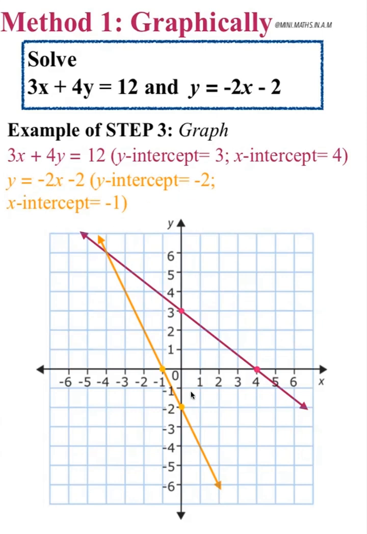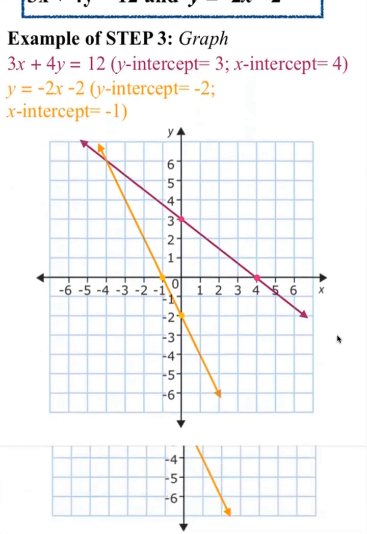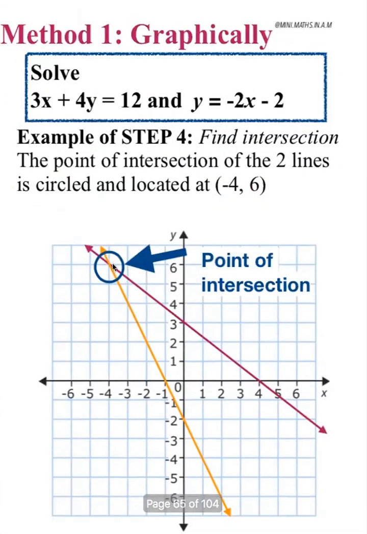Okay, and then same deal for our yellow line. We found that our y-intercept was negative 2 and our x-intercept was negative 1. So I've marked those on with some dots and just drawn a line through them. And again, we can see we have an intersection, which means we're going to have a solution. If we don't have an intersection, then it can mean that we don't have a solution. So simultaneous equations.